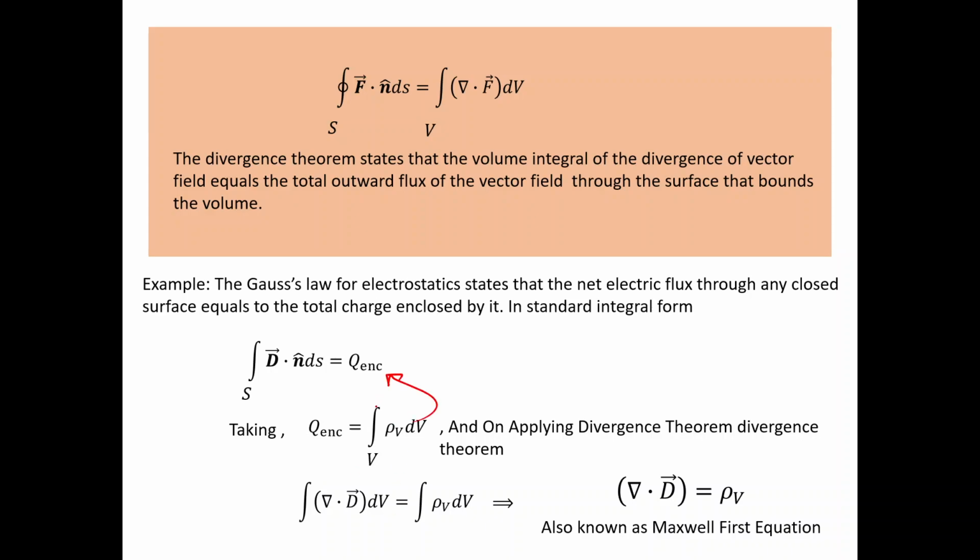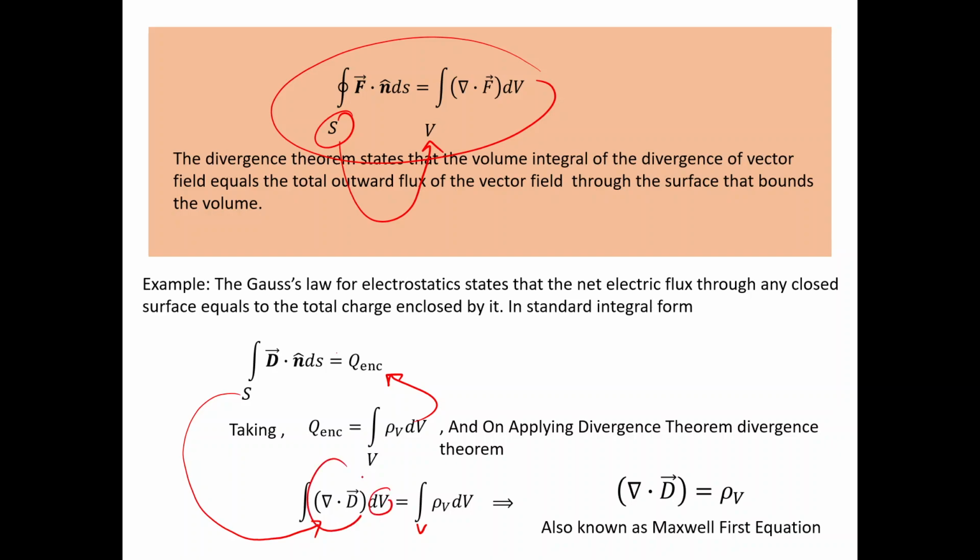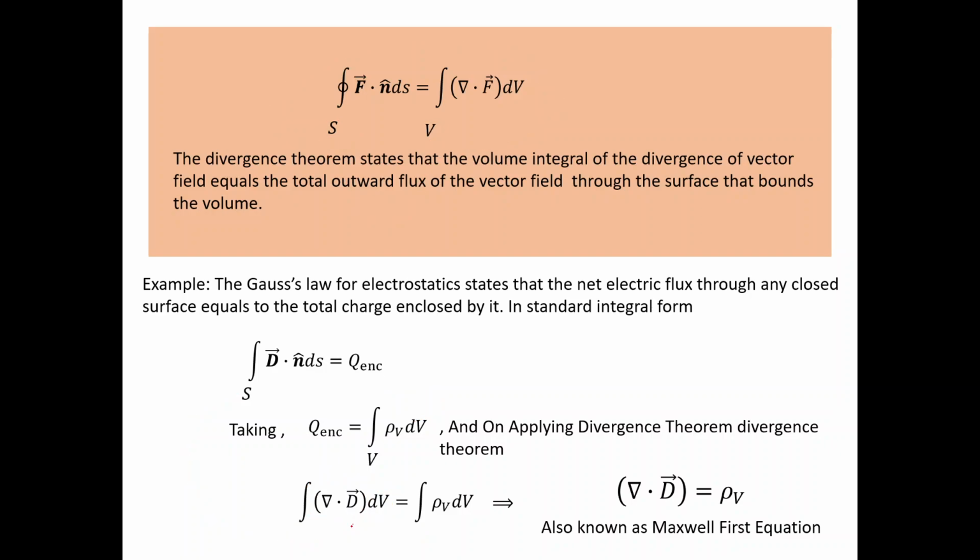So we can replace by the integral form, and using this formula the surface integral is transformed into the volume integral. Here also the surface integral will be transformed into the volume integral, the volume integral of the divergence of the D vector. Comparing the LHS and RHS, we can write del dot D equals rho v. And this is also called Maxwell's first equation for an electric field.